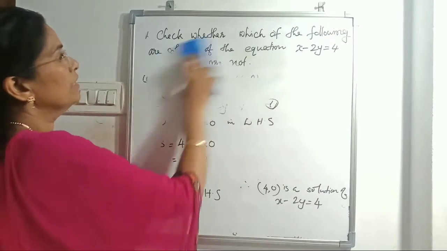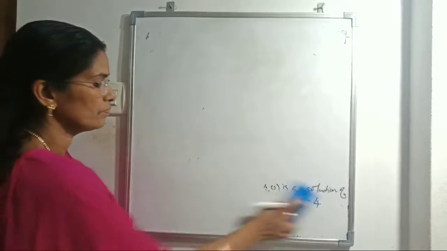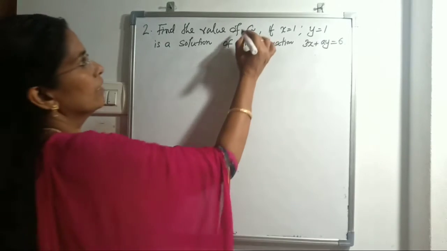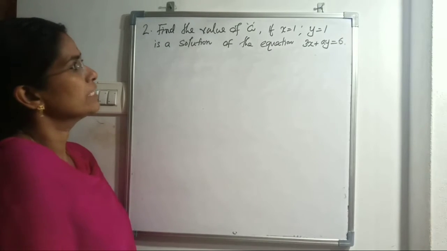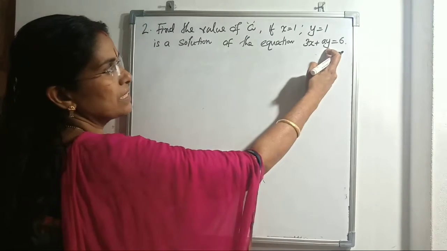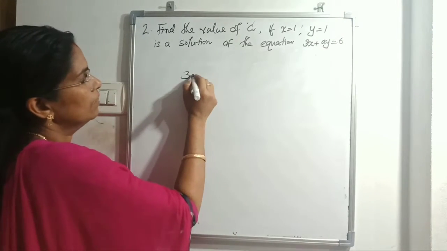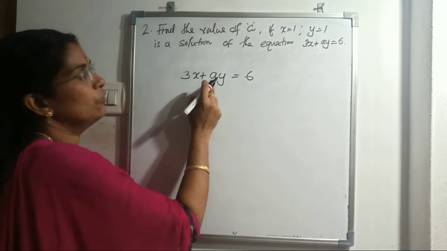Okay. Now we can do another question. This is our second question. Find the value of a, if x equal to 1, y equal to 1 is a solution of the equation 3x plus ay equal to 6. This is the question: 3x plus ay equal to 6. We have to find the value of a.